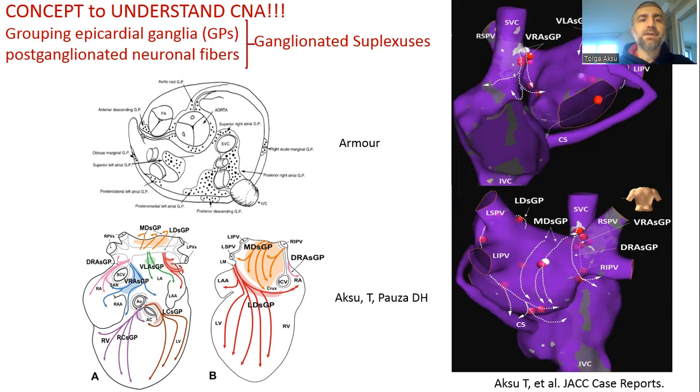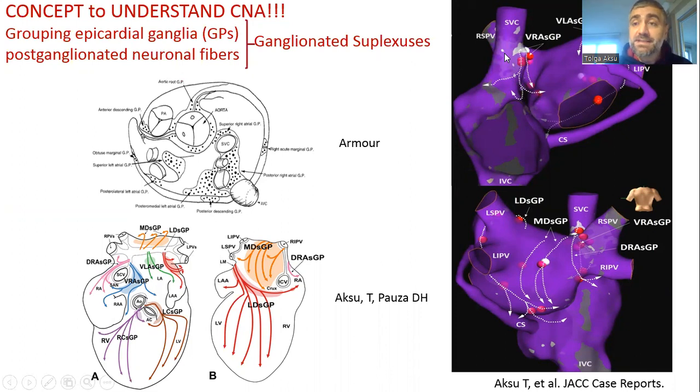There are grouping epicardial ganglia, which are called ganglionated plexuses, and we see postganglionic neuronal fibers from this GP site to target organs, like the sinoatrial node, the atrioventricular conduction system, or even the ventricular level. For example, if you perform ablation endocardially at this site, in the first attempt you will dissect postganglionic neuronal fibers from the right superior GP to the sinoatrial node. Please remember the localization of the sinoatrial node here.